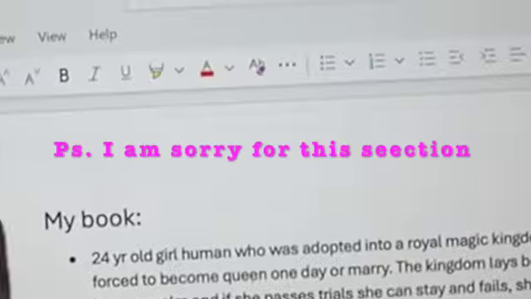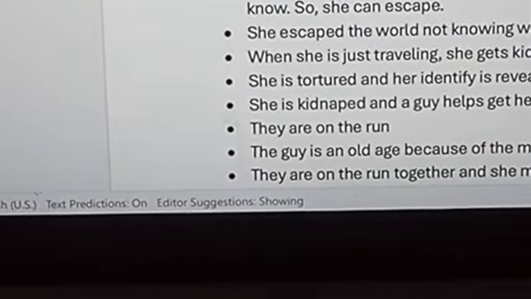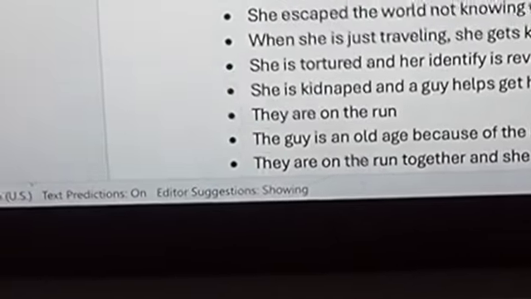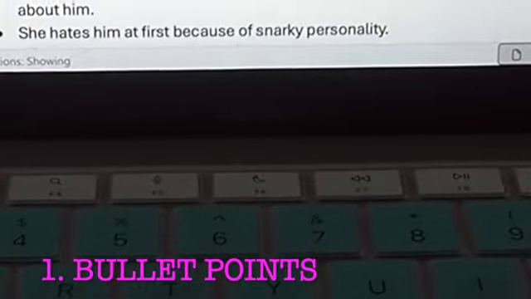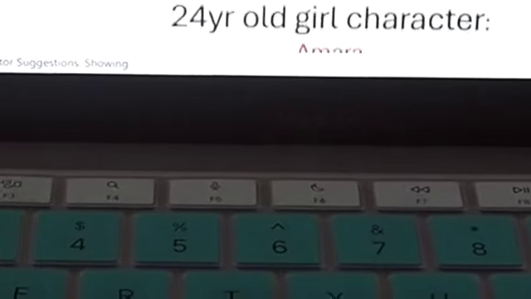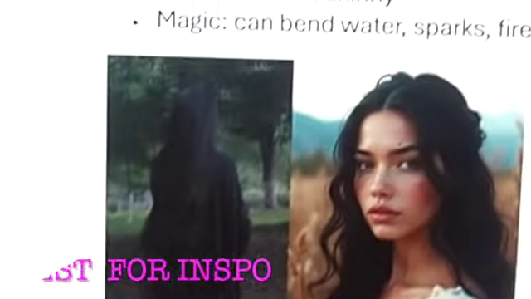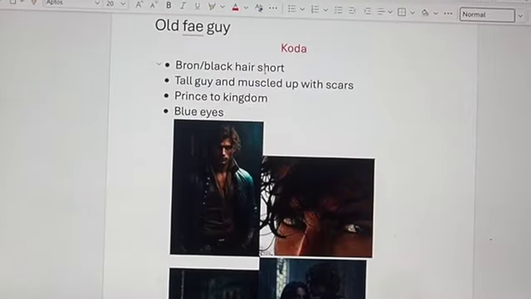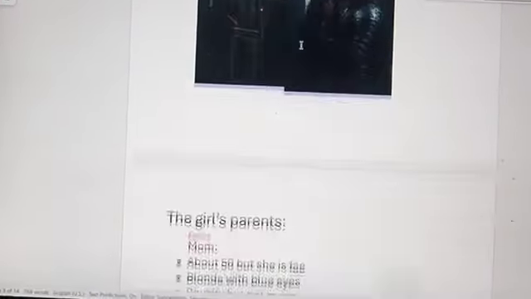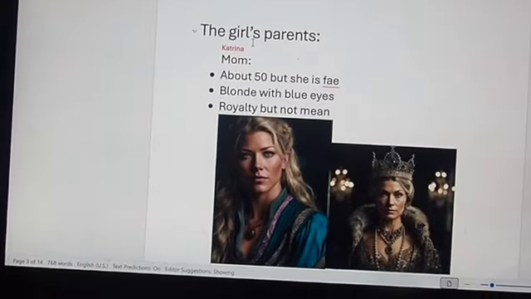So this is going to be anything you want. I used Word, and you just put all your ideas in bullet points or however you want to do it for you. That's literally what I did. I just started bullet pointing all my details, and then I went on Pinterest and I picked out images that would go with my character. So then I did it with my guy character, and I did all the information about it.